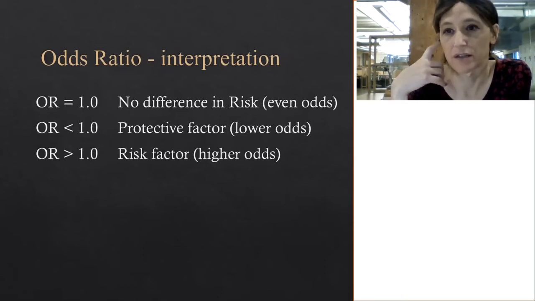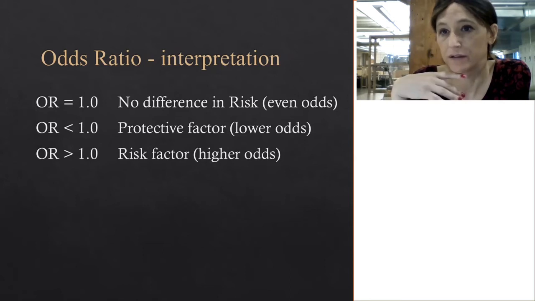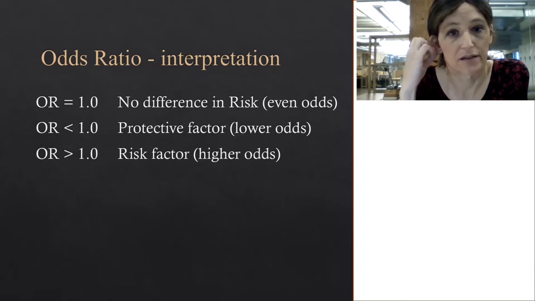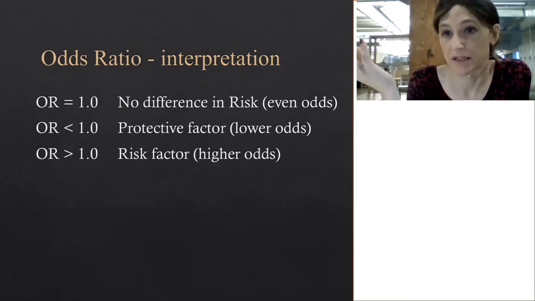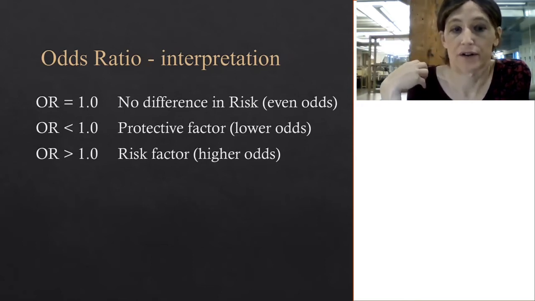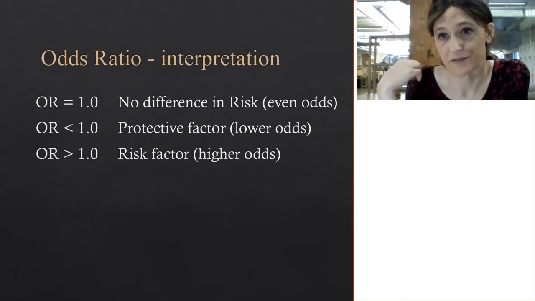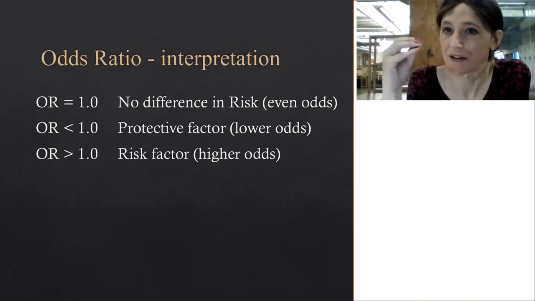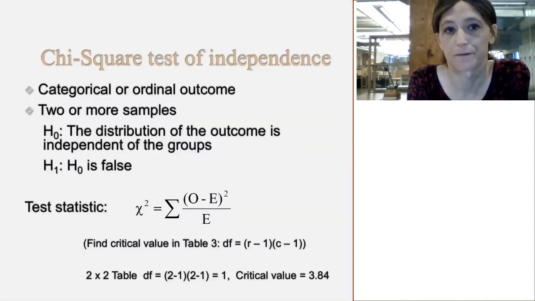Again, an odds ratio can be somewhat inflated relative to a relative risk if the disease is not rare. But the odds ratio of 1.0, that's no difference in risk, even odds. If it's less than 1, we would call it a protective factor, just like we would with relative risk, lower odds of disease. And an odds ratio of greater than 1 is considered a risk factor. Again, this is review, and this comes out of chapters 1 through 3. And this is somewhat independent from what I'm going to talk about now, which is the chi-square test for independence. But these are the effect measures that we often want to calculate as well.